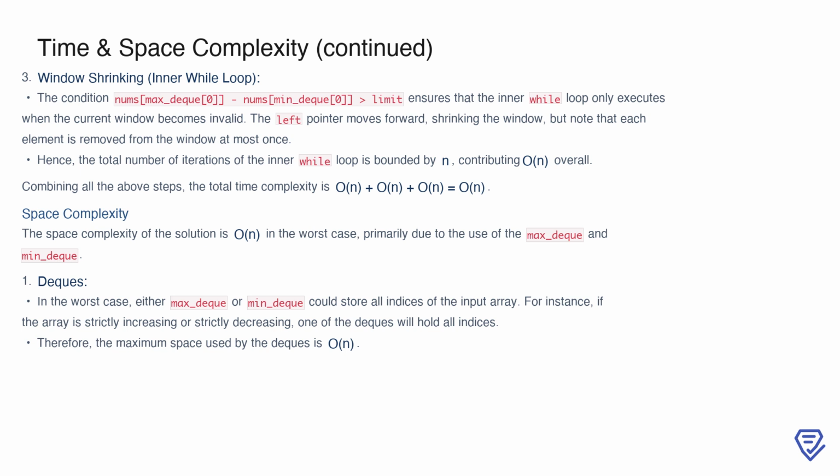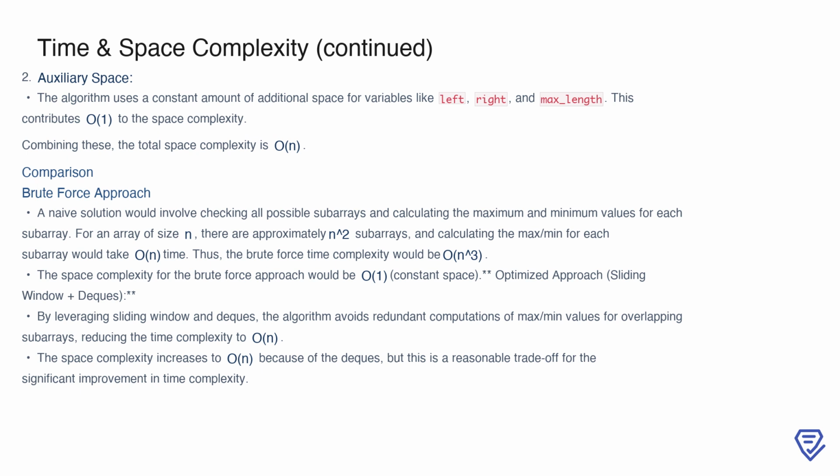For the space complexity, the primary factor is the space used by the two deques. In the worst case, either deque could store all indices of the input array, such as when the array is strictly increasing or decreasing. This means the space complexity contributed by the deques is O(n). Additionally, the algorithm uses a constant amount of auxiliary space for variables like left, right, and max_length. These variables require O(1) space, which is negligible compared to the space used by the deques. Combining these, the overall space complexity of the solution is O(n).